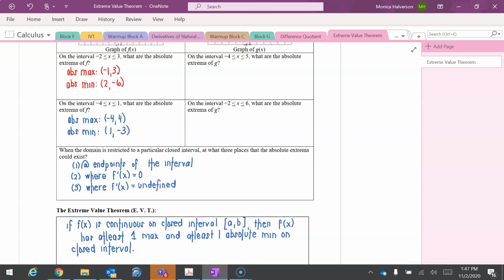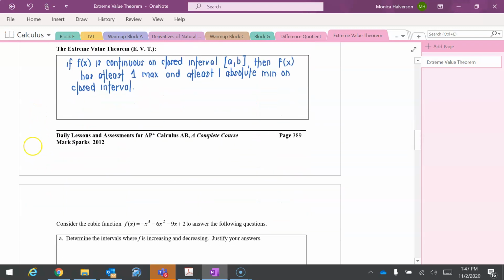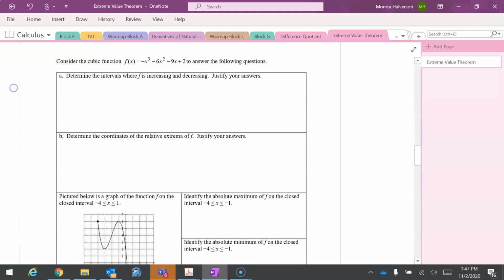Okay, so how are we going to use EVT when asking about absolutes? Well, let's look at this example together. Consider the cubic function f of x is equal to -x^3 - 6x^2 - 9x + 2. Well, the first thing we need to look at is we can pretty much identify the shape of this graph. We have a cubic function with a negative leading coefficient. So if we remember, our end behavior will look something like this. That's what we expect it to look like.